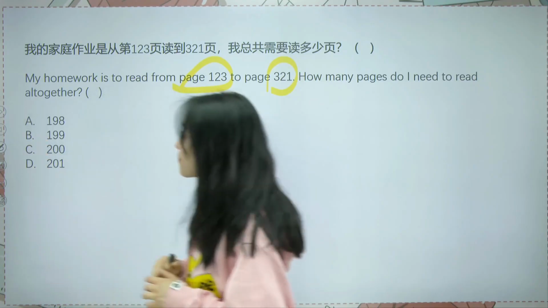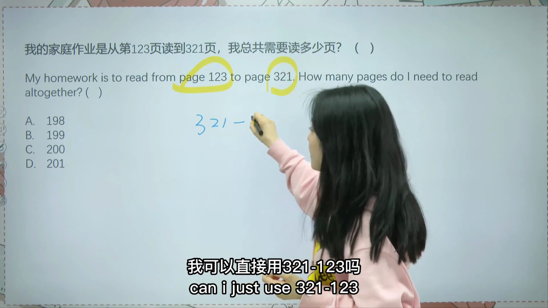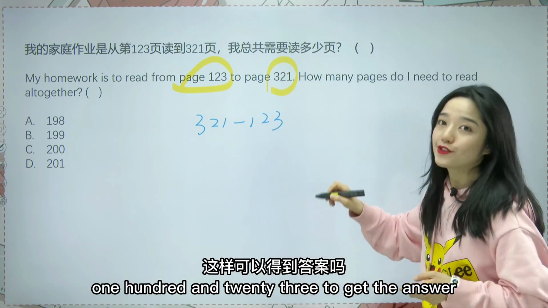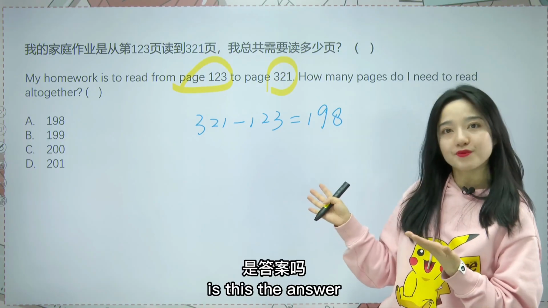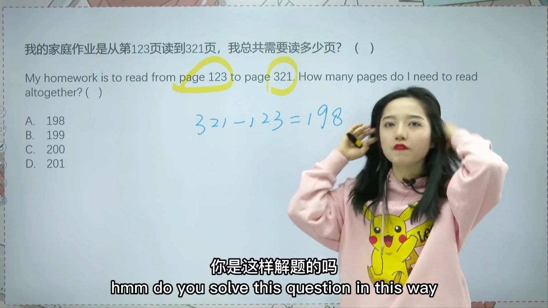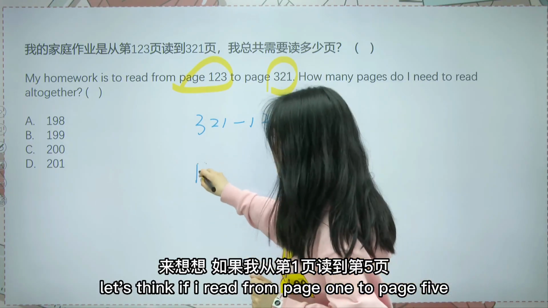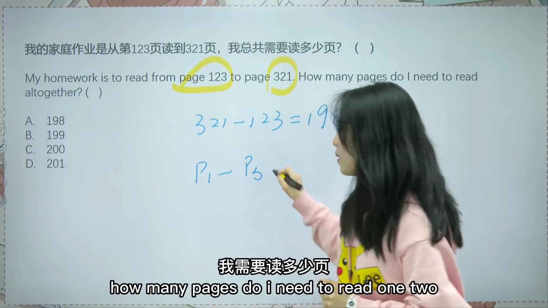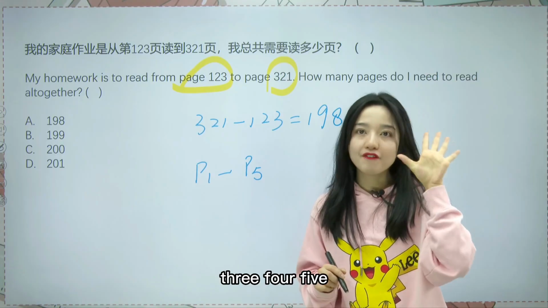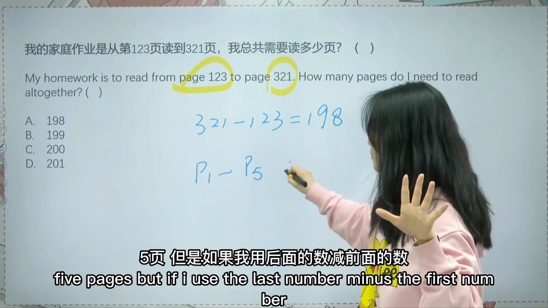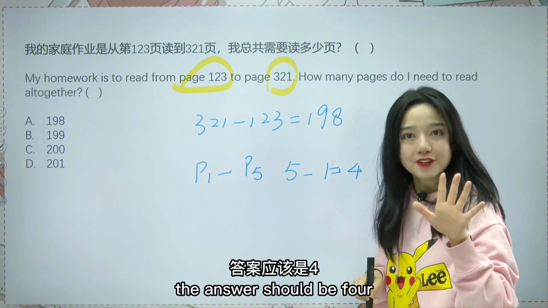Let's see. Can I just use 321 minus 123 to get the answer as 198? Is this the answer? Do you solve this question in this way? Let's think. If I read from page 1 to page 5, how many pages do I need to read? 1, 2, 3, 4, 5. 5 pages. But if I use the last number minus the first number, the answer should be 4.